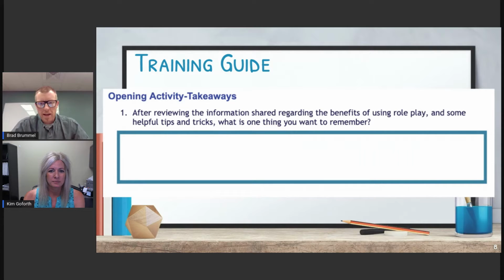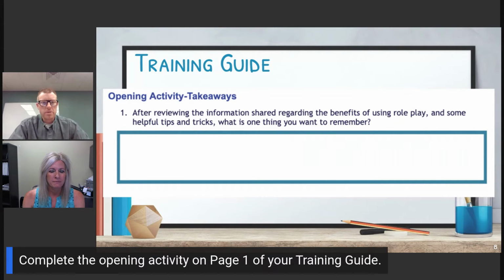So now access your training guide, and we would invite you to complete the opening activity. After we've discussed why role play can be impactful for students practicing health skills, and some tips and tricks, what's your aha moment, or what is something that you want to remember? Capture that thought on your training guide. Question 1.